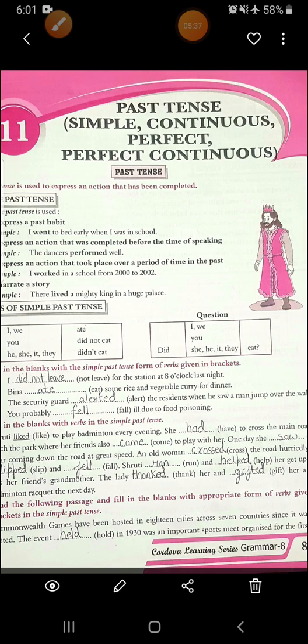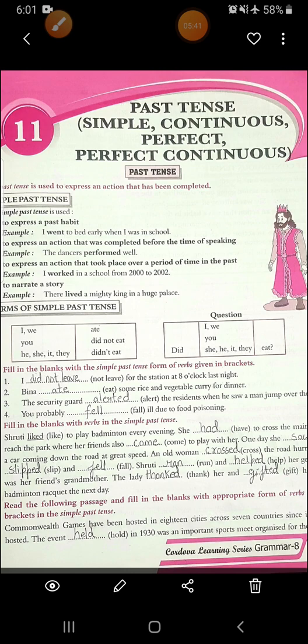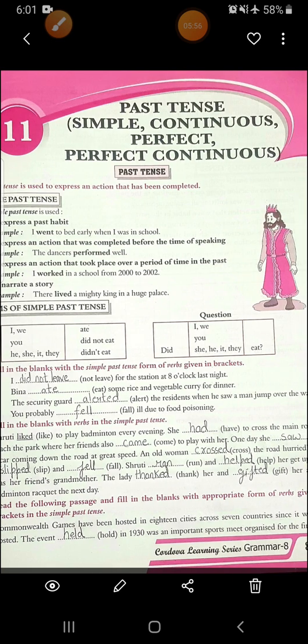Alright. So, I'm just repeating it again if you have missed somewhere. Like becomes liked. That is already mentioned. Have becomes had. Come becomes came. See becomes saw. Cross becomes crossed. Slip becomes slipped. Fall becomes fell. Run becomes ran. Help becomes helped. Thank becomes thanked. Gift becomes gifted. I hope now everything is clear.